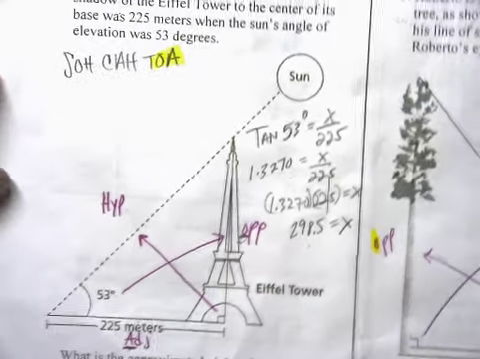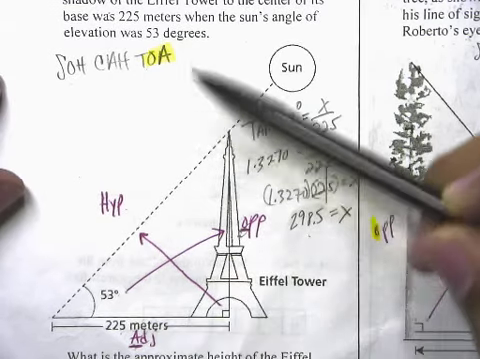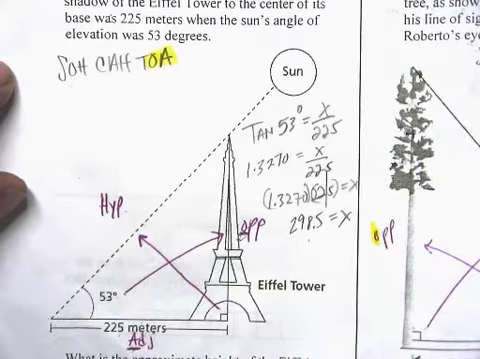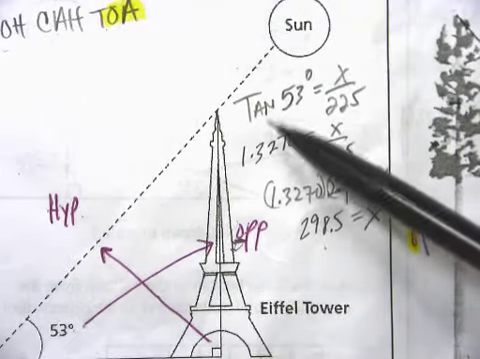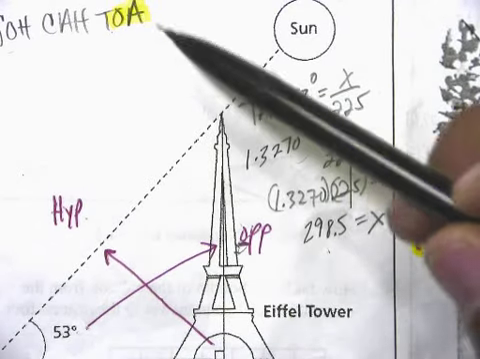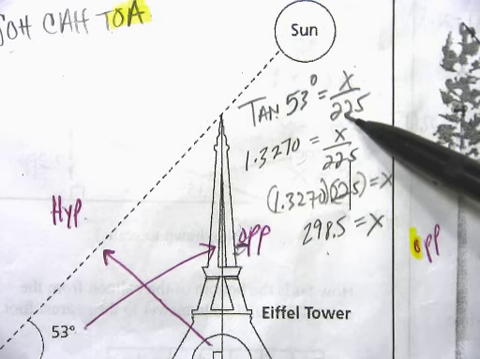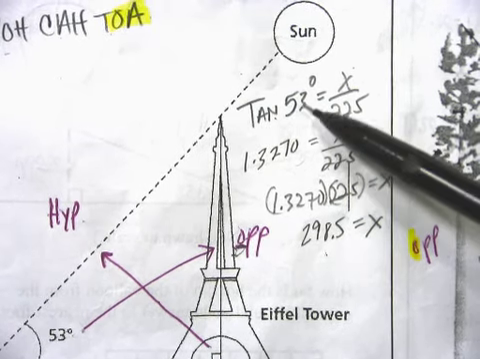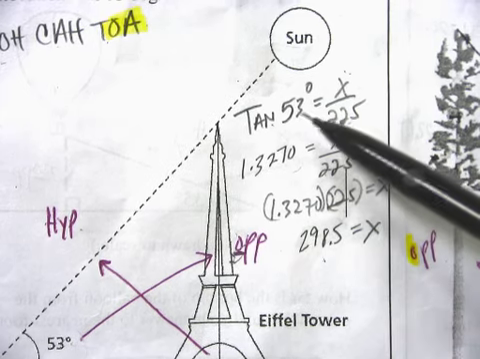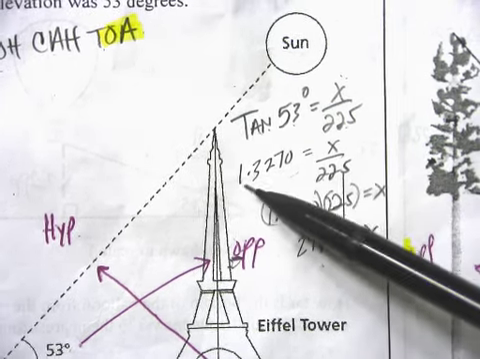In SOHCAHTOA, which of the three trig functions has both O and A? O and A, well, it's going to be TOA. It's going to be the tangent function, right? So I'm going to write the tangent of the angle, tangent of 53 degrees, is equal to the opposite over the adjacent. The opposite, I don't know, is x. The adjacent is 225. So the tangent of 53 degrees is equal to x over 225.